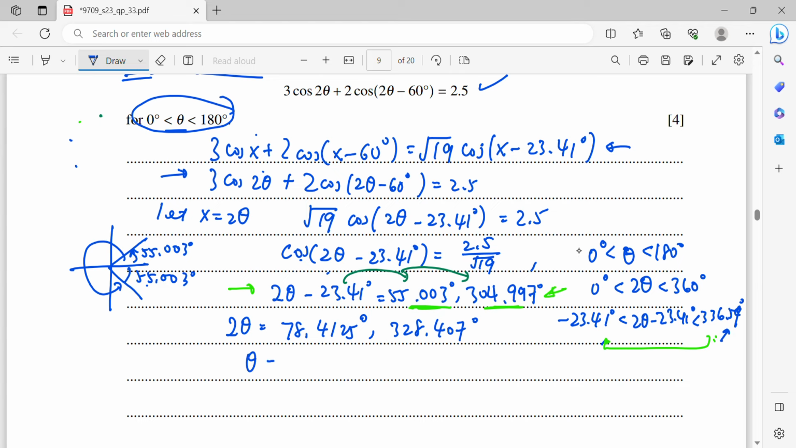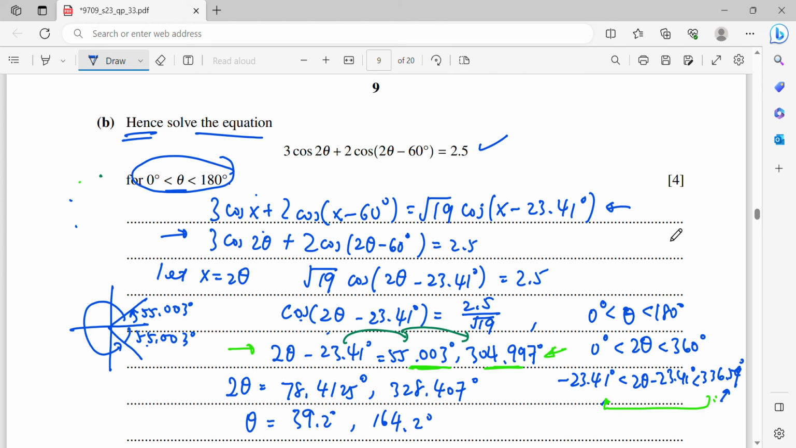So then theta will be just these two values divided by 2. You will get 39.2, correct to 1 decimal place, and the other one is 164.2 degrees. So this is the solution for part B.